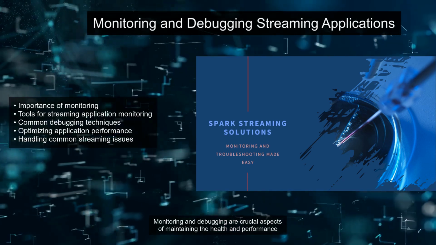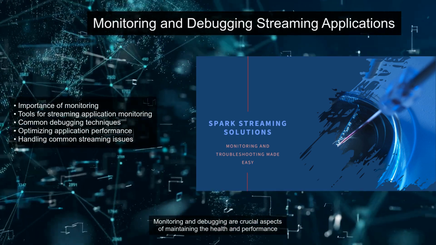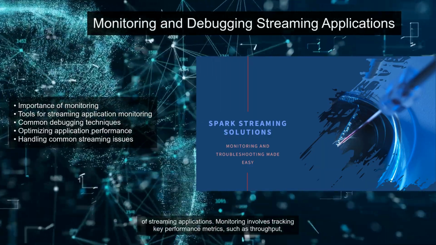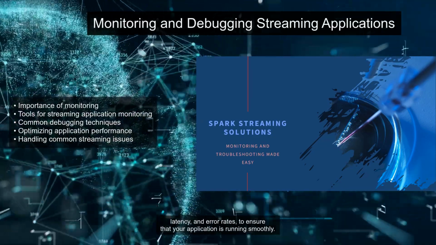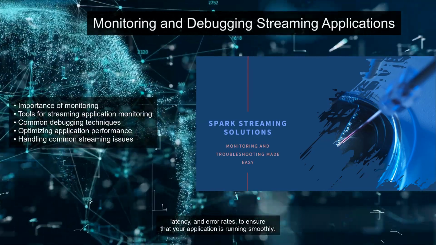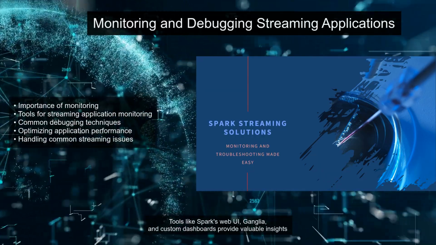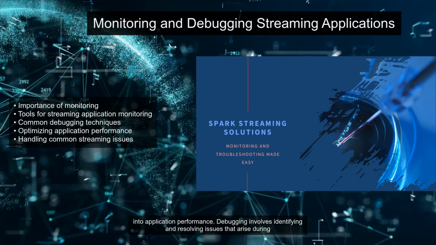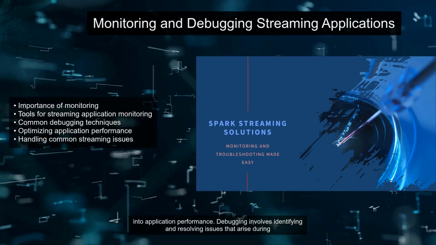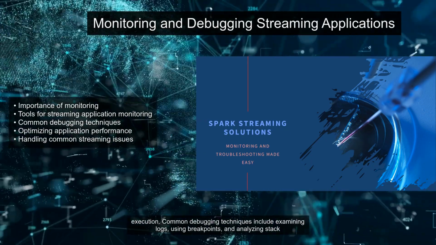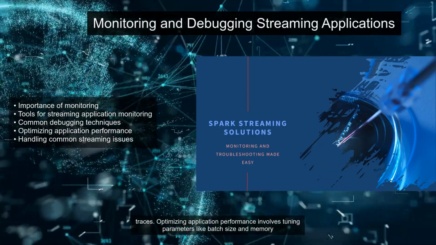Monitoring and debugging are crucial aspects of maintaining the health and performance of streaming applications. Monitoring involves tracking key performance metrics, such as throughput, latency, and error rates, to ensure that your application is running smoothly. Tools like Spark's Web UI, Ganglia, and custom dashboards provide valuable insights into application performance. Debugging involves identifying and resolving issues that arise during execution. Common debugging techniques include examining logs, using breakpoints, and analyzing stack traces.